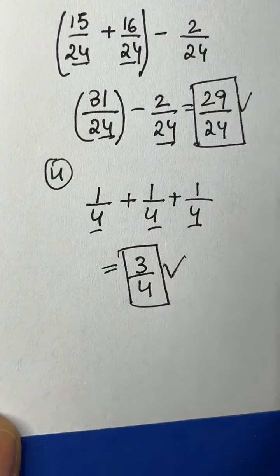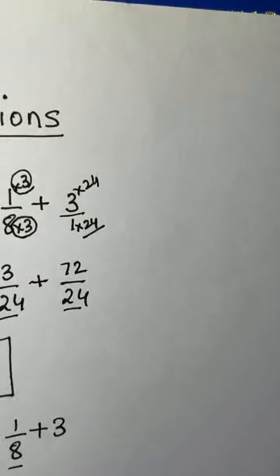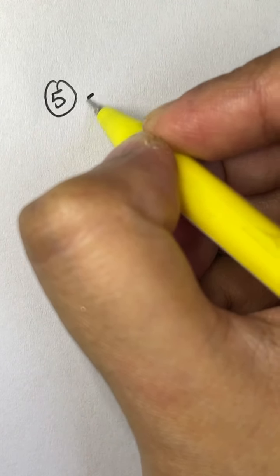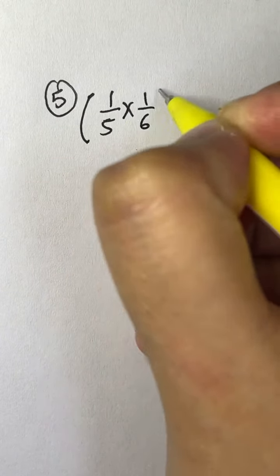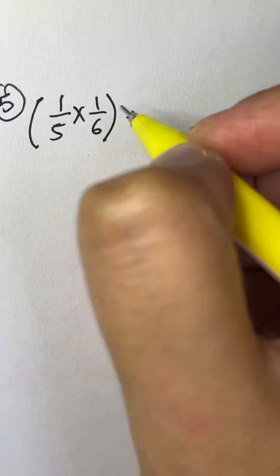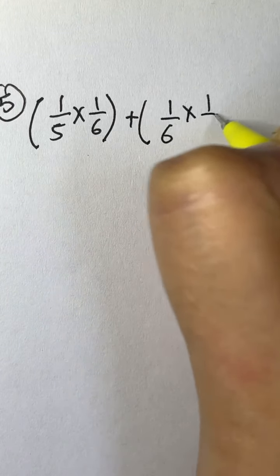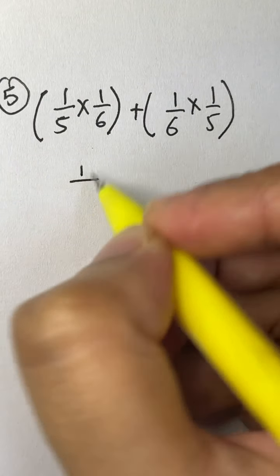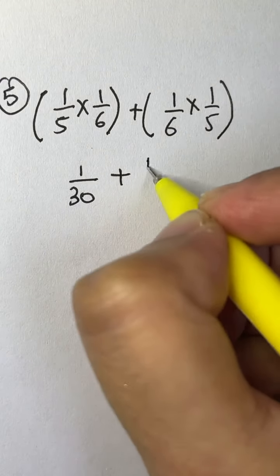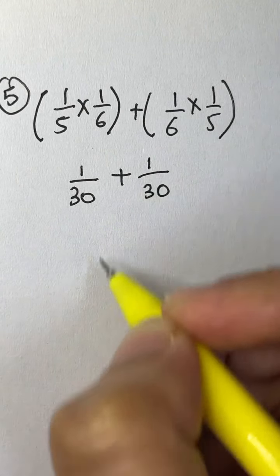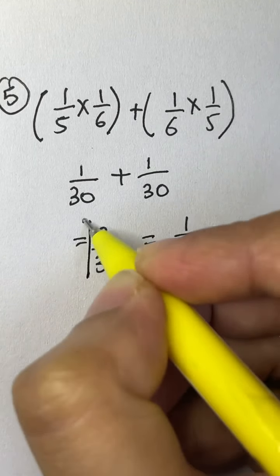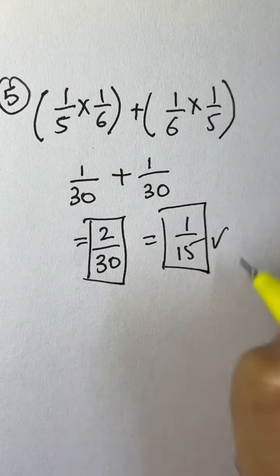Okay, now for question number 5. Let's see one more question. So we have question number 5 saying you have 1/5 times 1/6 plus 1/6 times 1/5. Okay, so you have multiplication. You can directly multiply the numerators. 1, 5 times 6 is 30, plus 1, 5 times 6 is 30. So what do I have? I have 2 over 30, and that's equal to 1 over 15. Half of 30 is 15, so 1 over 15 is my answer.